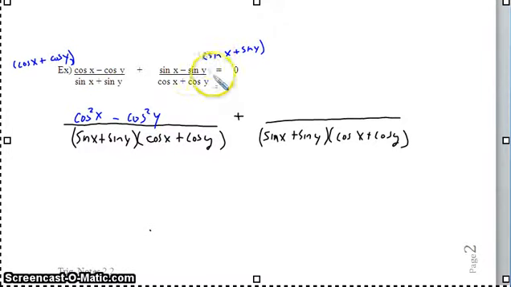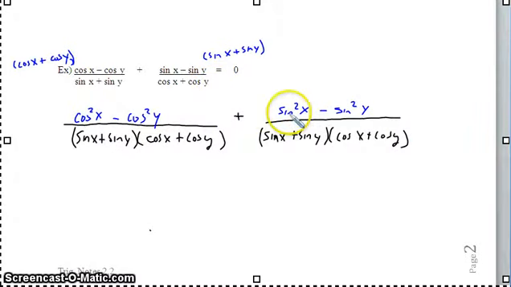I'm going to see a similar pattern when I multiply these together. Multiplying the first together, I'm going to get sine squared x. Multiplying the outers together, I get sine x sine y. Here I get negative sine x sine y, so they'll cancel out. And then finally multiplying the last together, I get negative sine squared y.